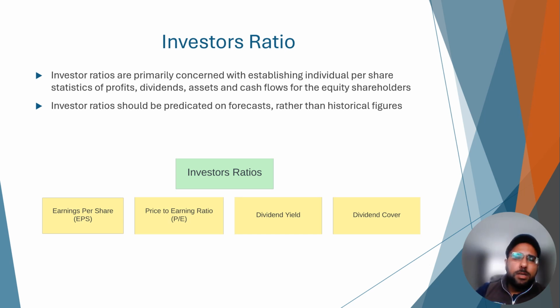We will come on to it in the later slides: a dividend cover of 1.5 is ideal. It means you can cover that dividend payment 1.5 times over. Anything less than one suggests that the company does not have enough earnings to distribute that dividend, which could make it very challenging. So in a nutshell, those are the investor ratios.